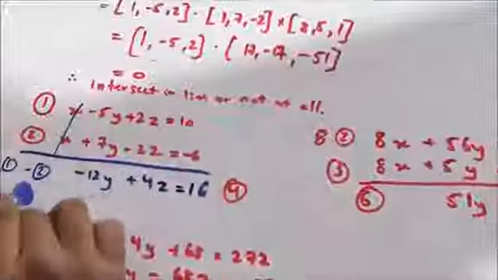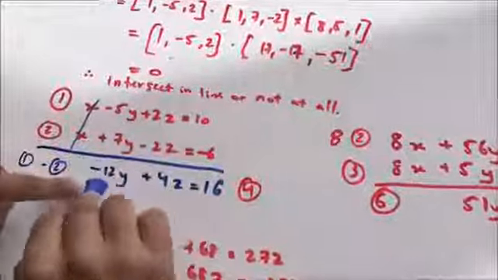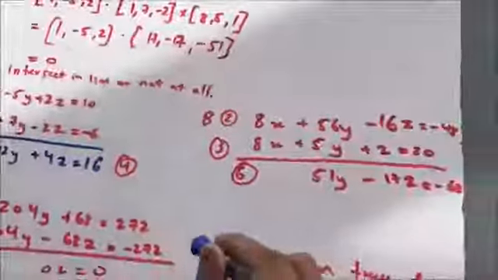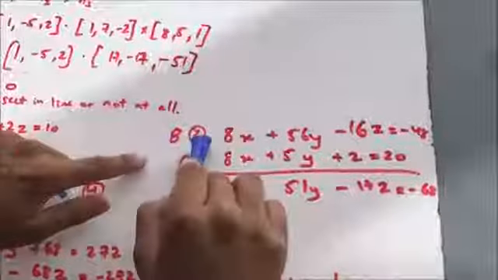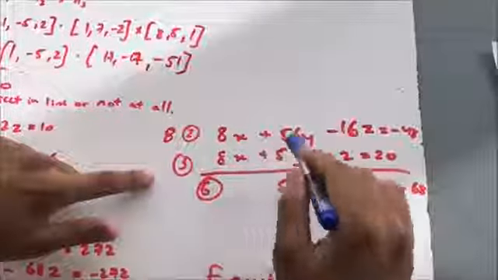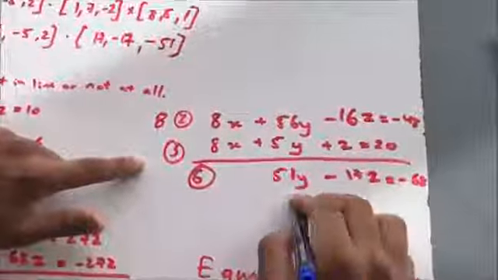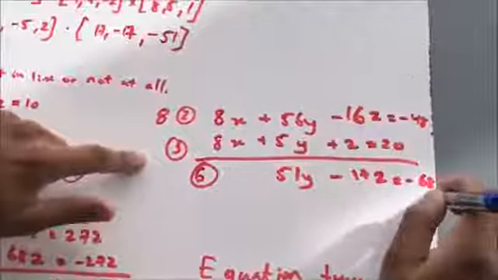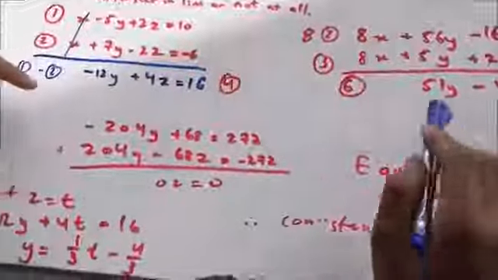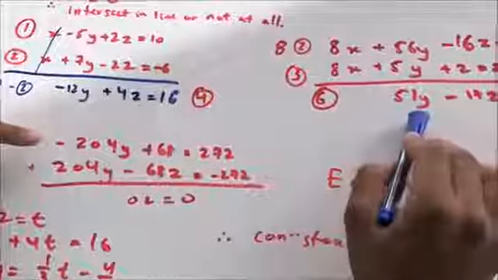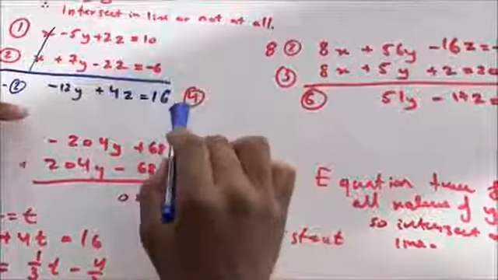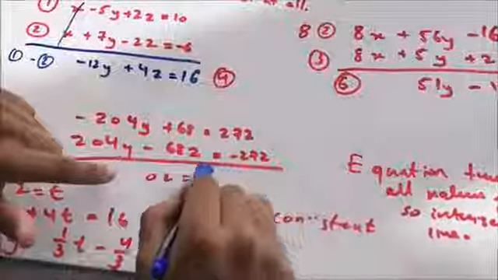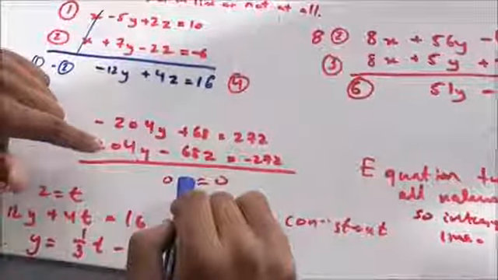So if we subtract equation 1 from 2, we get negative 12y plus 4z equals 16. Now we get another equation by multiplying the second equation by 8 and the third by 3, and we subtract them, so we get 51y minus 17z equals negative 68. And now if we multiply this equation by 4 and the other equation by 3 and subtract them from each other, we get that every z value and y value are consistent.